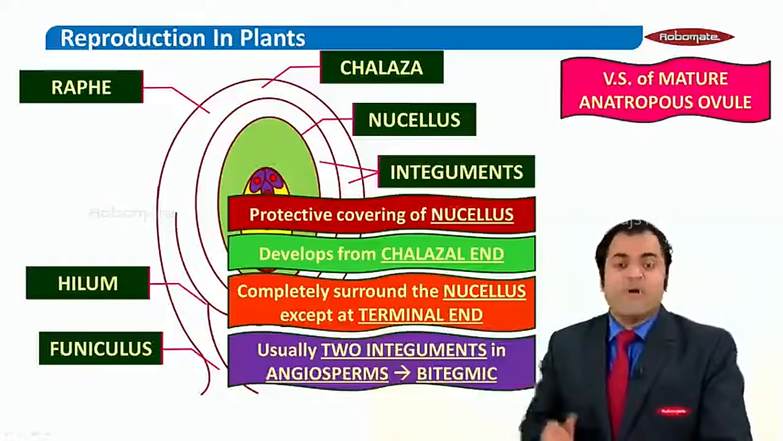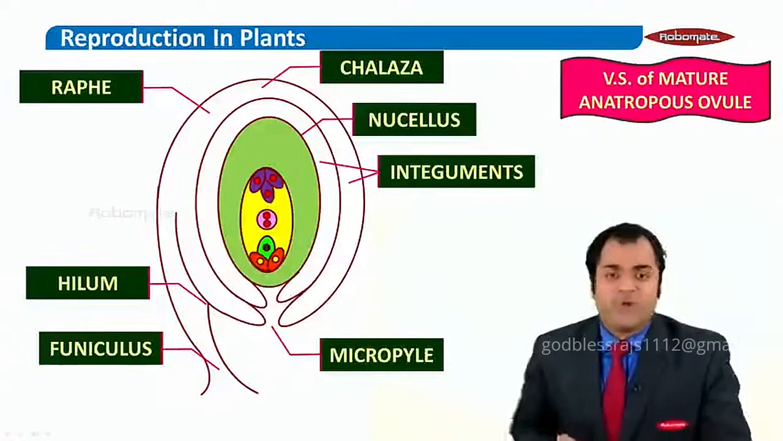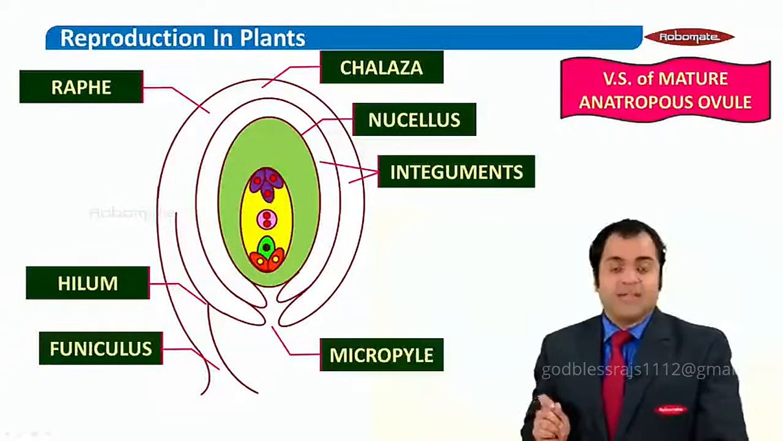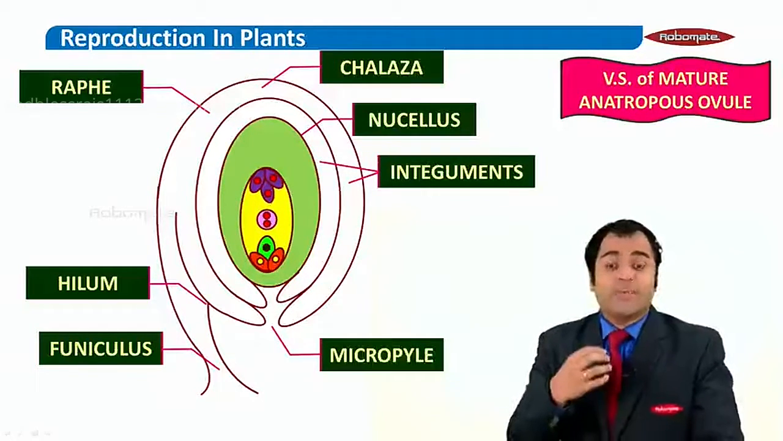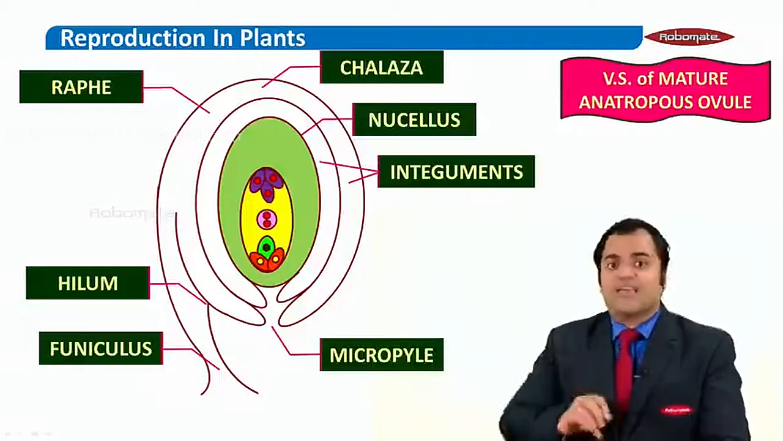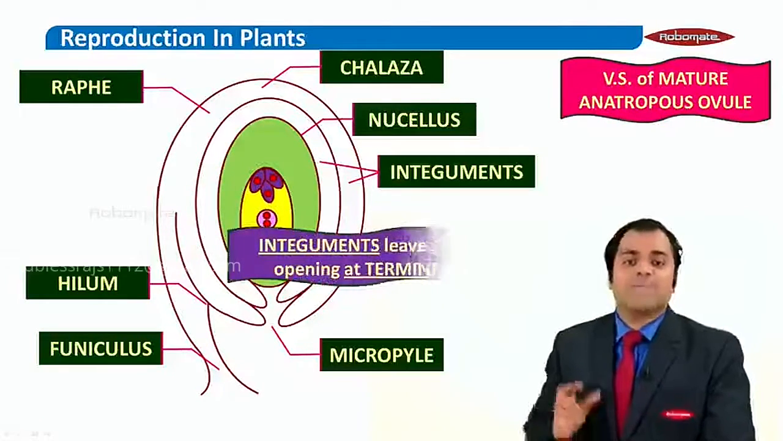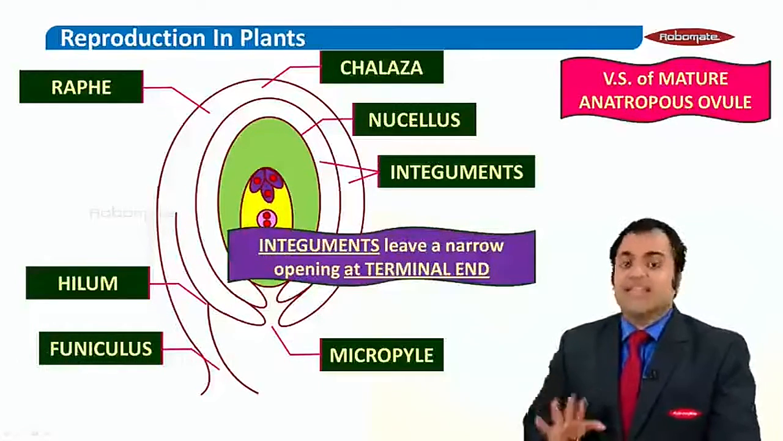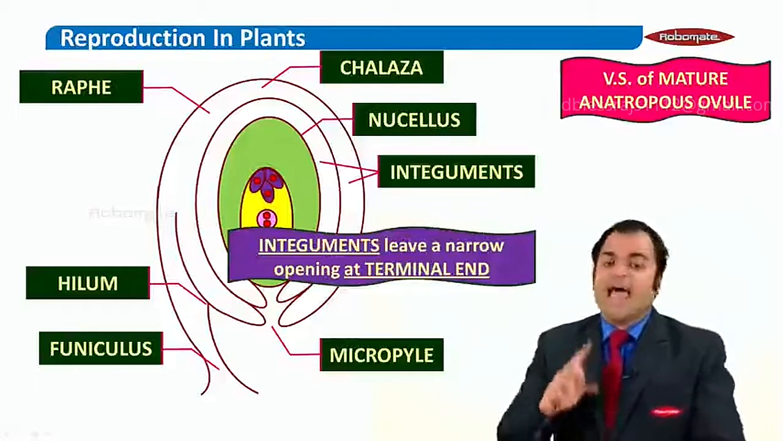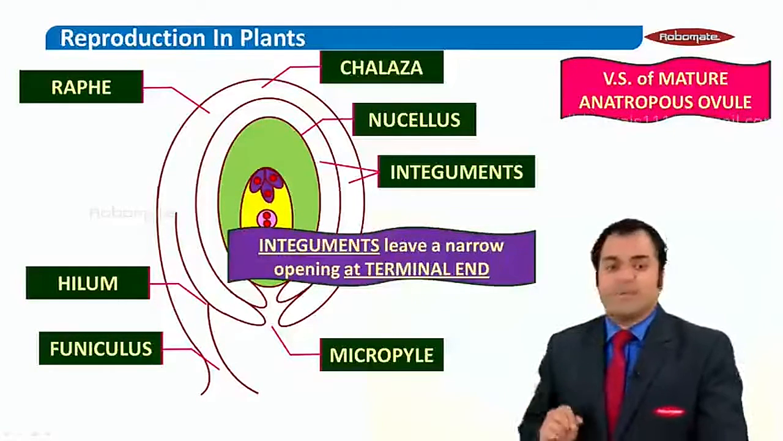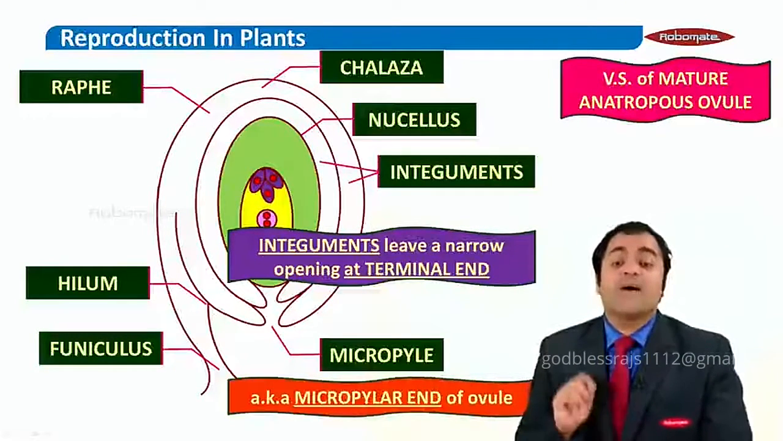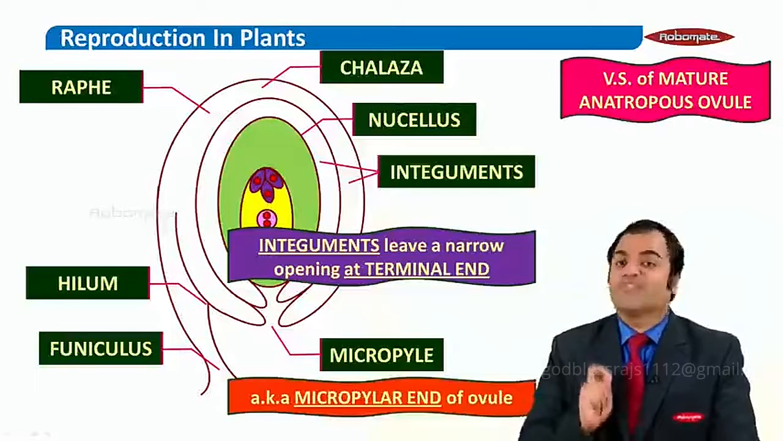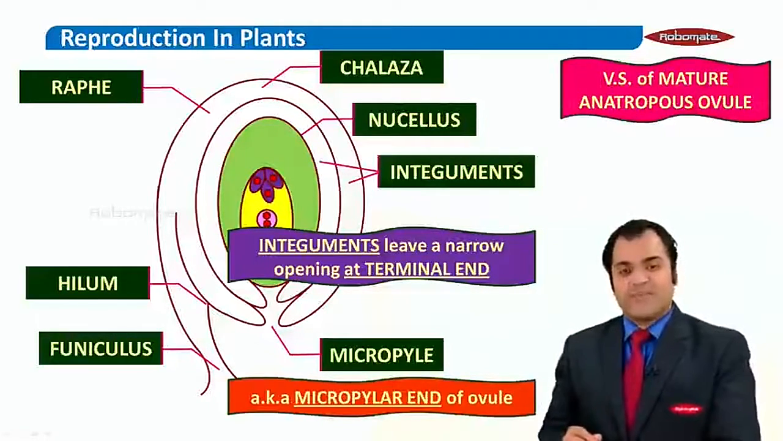Right? Moving on. The final part in this module is going to be the micropyle. Now what is the micropyle? I told you that at the terminal end where the integuments do not cover the nucellus, that opening is called the micropyle. So you can say that the integuments leave a narrow opening at the terminal end called the micropyle. Also remember, this end of the ovule is also called the micropylar end of the ovule. Is that okay? Moving on.